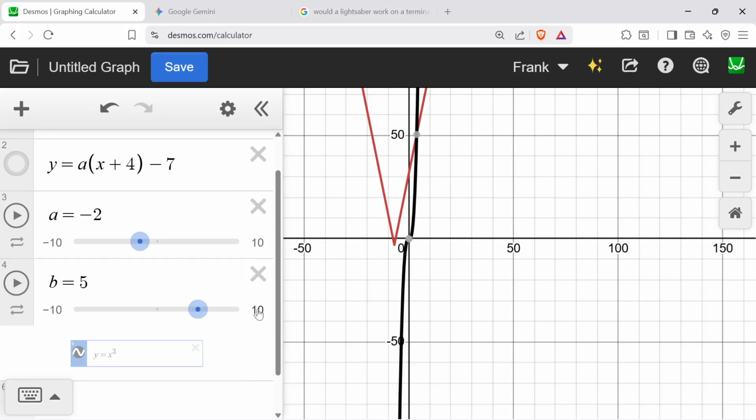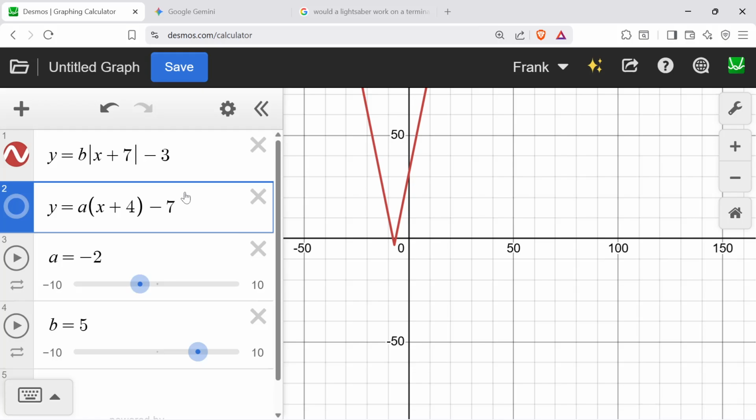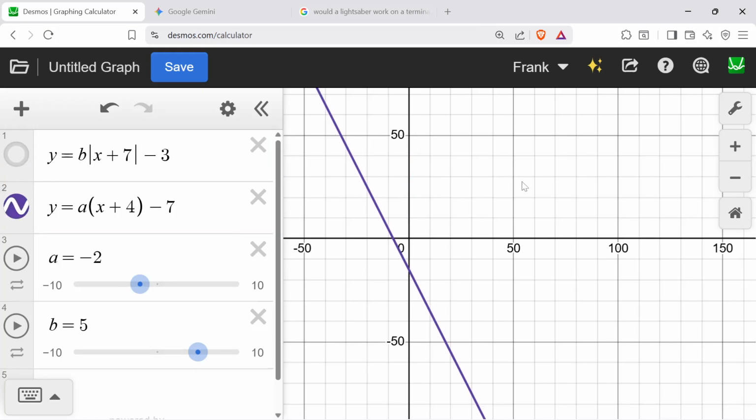Let me get rid of this. I've drawn the functions here, but I'm going to do this one first, this linear function. Let me get rid of the absolute value. Let me put in the line. On this one, I see a line. What's the vertex of a line? I don't know. Just pick some point.